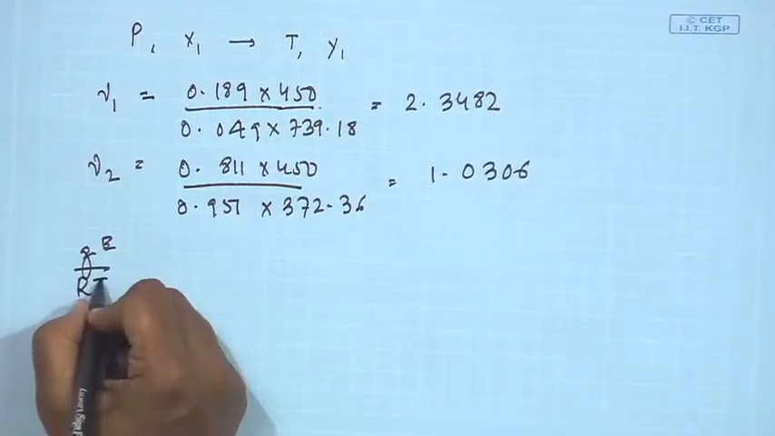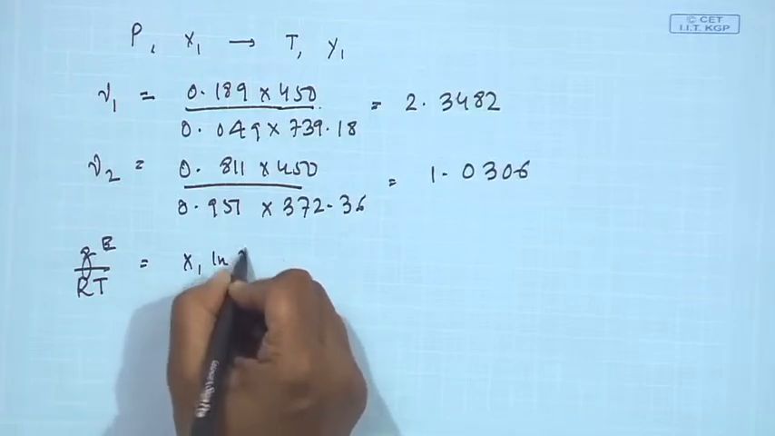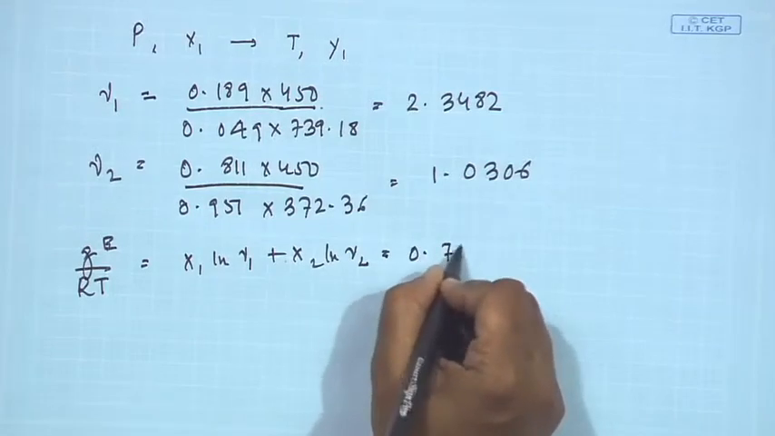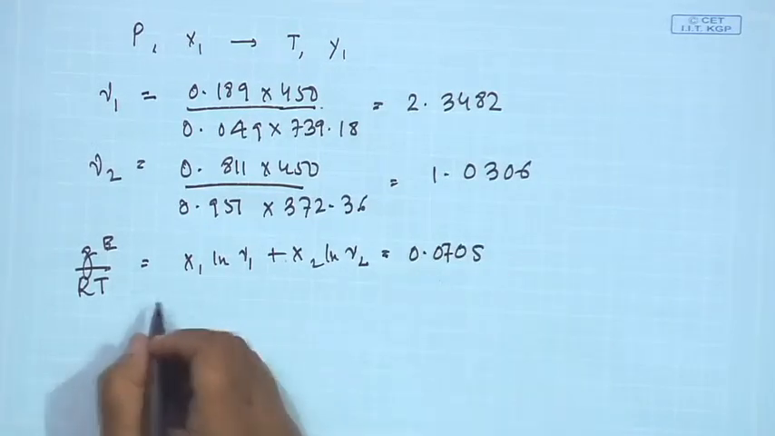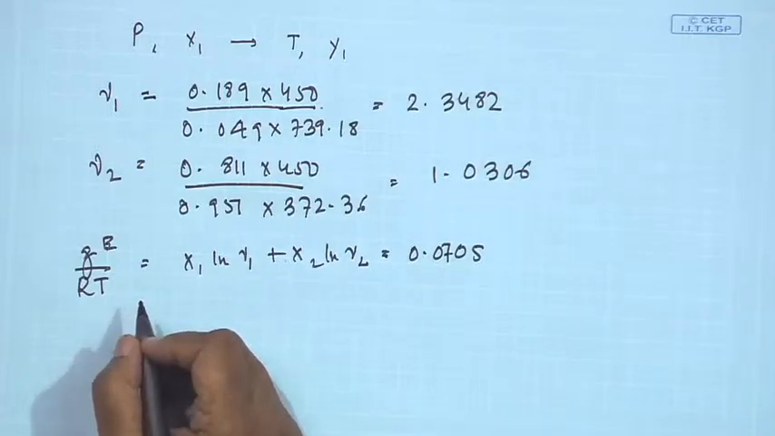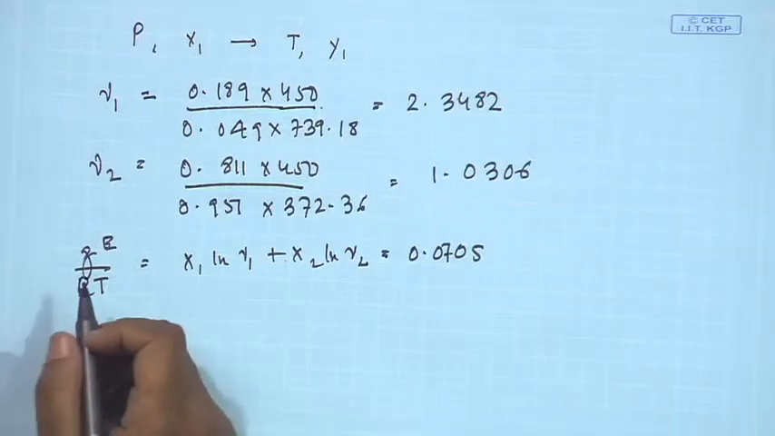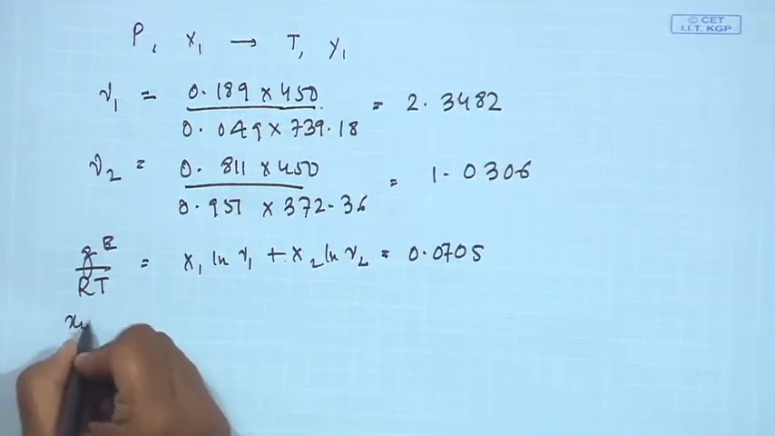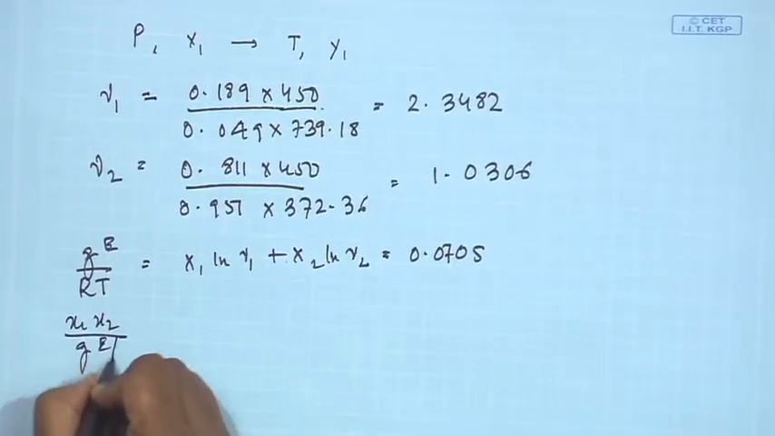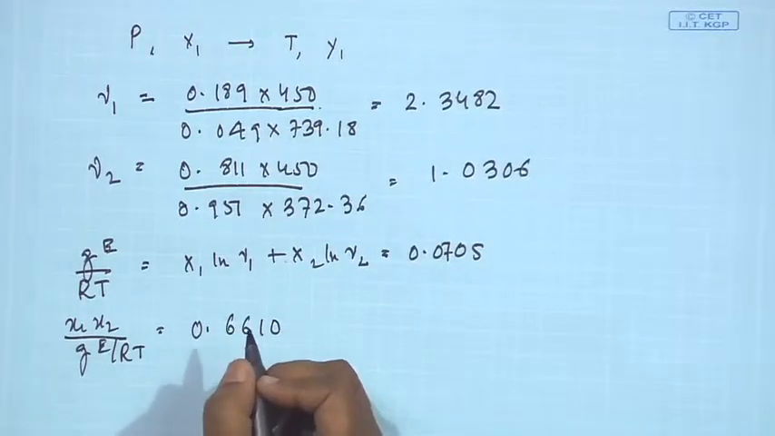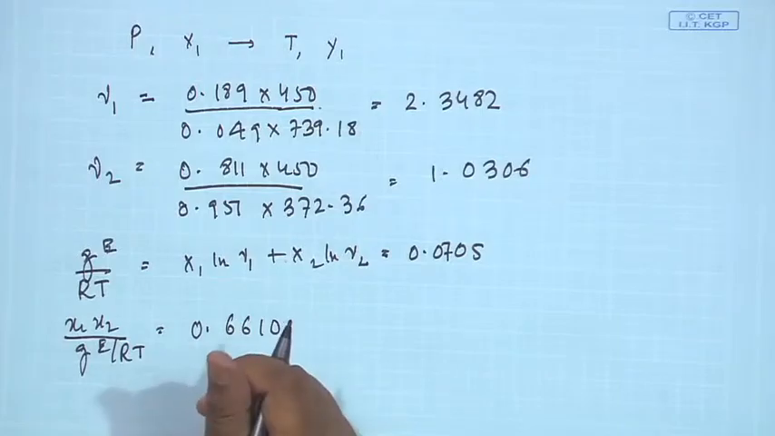Same approach as we have done in the previous problems. This is x1 ln gamma 1 plus x2 ln gamma 2. In this particular case, this is 0.0705. Now, suppose we start dealing with the Van Laar equation, initially. For the Van Laar equation, what do we get? We need to plot x1 x2 by GE by RT. It is not a big deal, you can calculate it, it is going to be 0.6610.